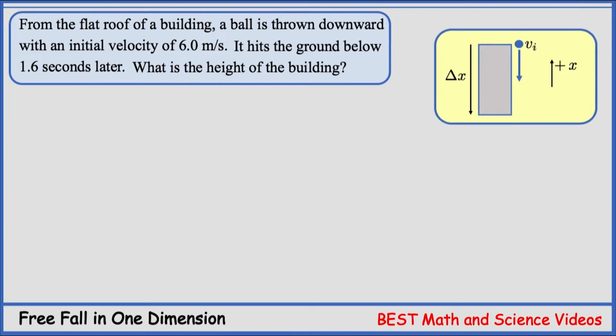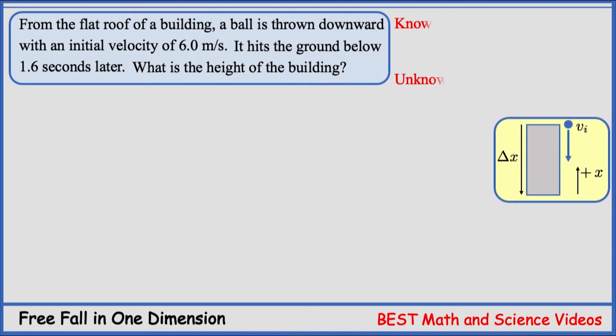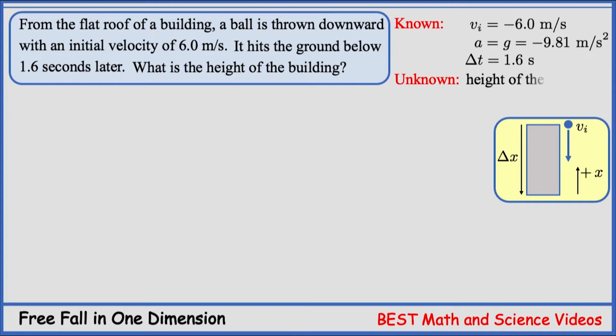So let's consider what is known and unknown in the problem. We know that the initial velocity is negative 6.0 meters per second. It's negative because the ball is falling. We also know that the acceleration due to gravity is negative 9.81 meters per second squared. And we know that the time, delta t, is 1.6 seconds. We need to know the height of the building, so that's the unknown.